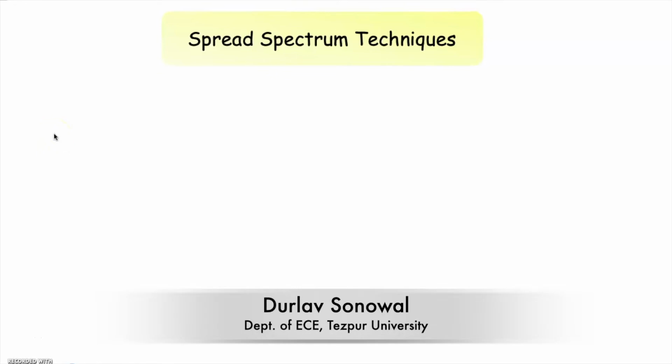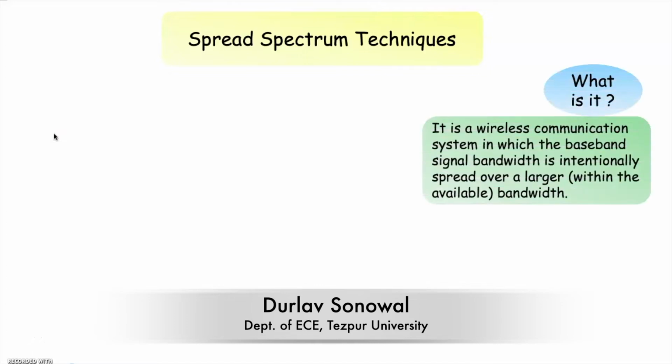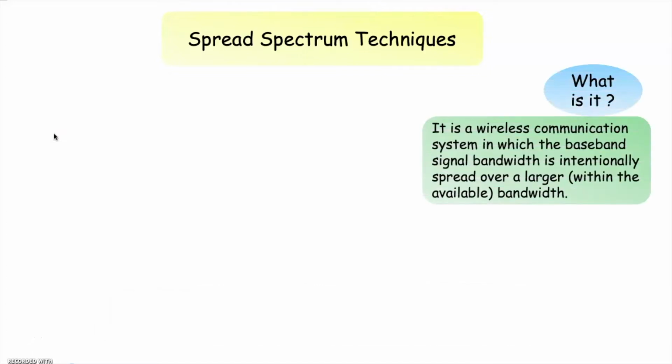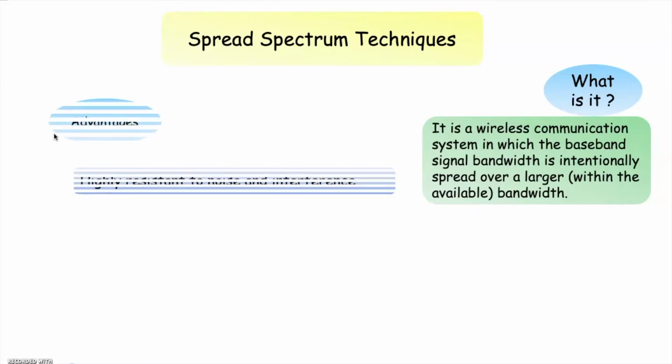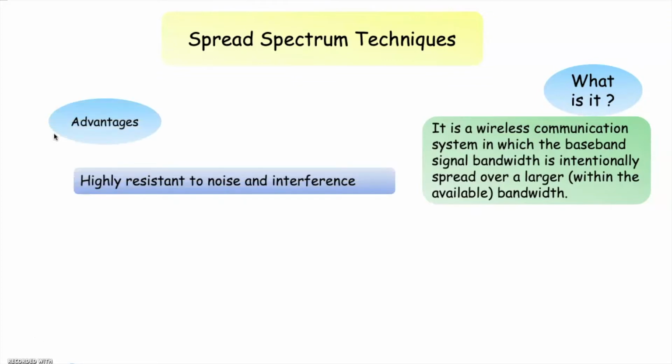Hello everyone. In this video, we will discuss spread spectrum techniques in wireless communication. It is a technique where the baseband signal is intentionally spread or transmitted over a larger bandwidth than the required bandwidth. The main advantages of spread spectrum techniques are that the spread spectrum signals are highly resistant to noise and interference.